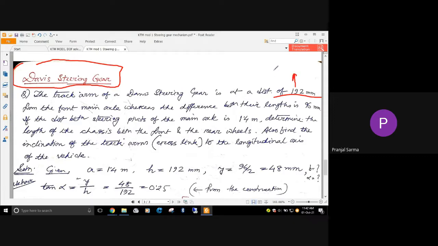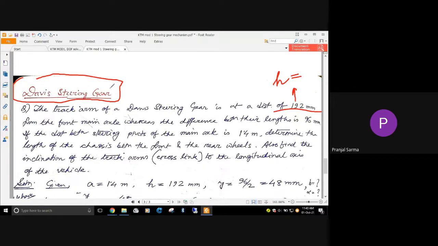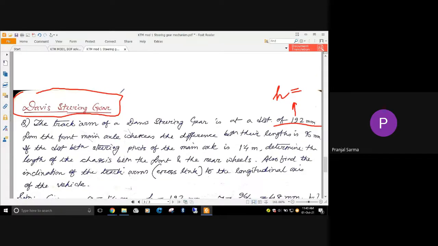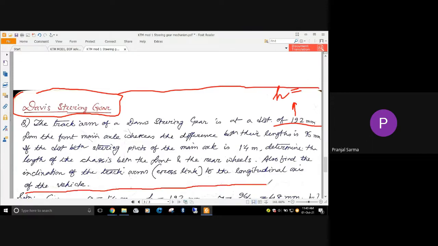That is the edge value that is given. That small edge value, if you can recall those diagrams. So the edge value is given, whereas the difference between their lengths is 96 mm. That is also given. So if the distance between steering pivots of the main axle is 1.4 meter, maybe you can do one thing. You all can write down this particular problem statement and try to solve it. In the next class we'll see.